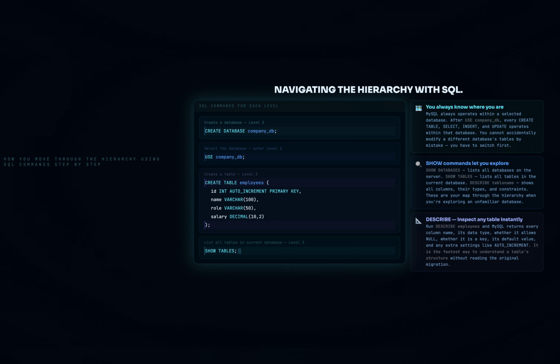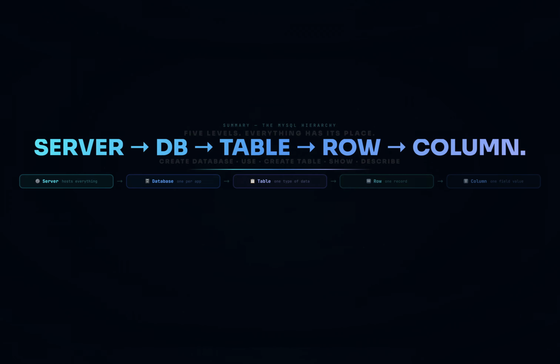It is the fastest way to understand a table structure without reading the original migration. The MySQL server hosts databases. Databases contain tables. Tables contain rows. Rows have columns. 5 levels. Every command you write operates at one of those levels.